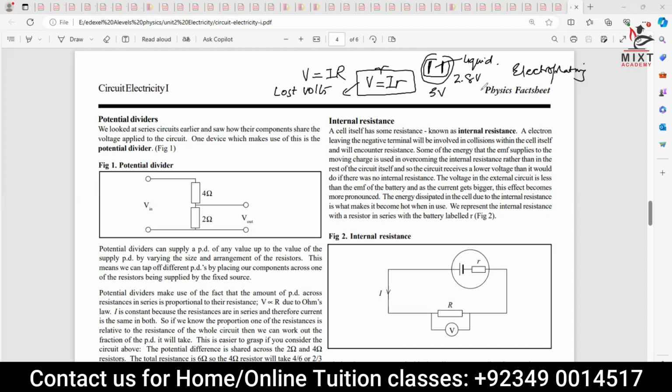The voltage in the external circuit is less than the EMF of the battery, and so the current gets bigger, and this effect becomes more pronounced. This is a long story written, but actually it is simple: due to internal resistance, voltage actually reduces. If the voltage reduces, what is increasing? If voltage is reducing, current is increasing. Yes, simple as that.